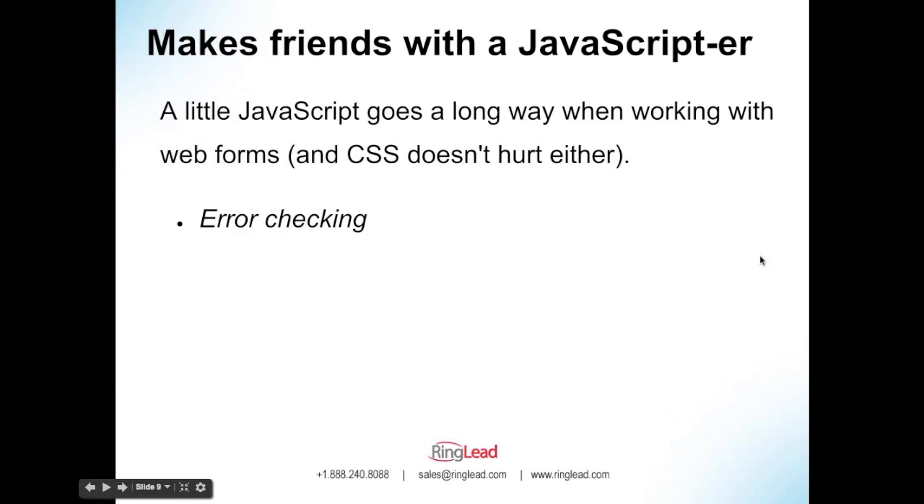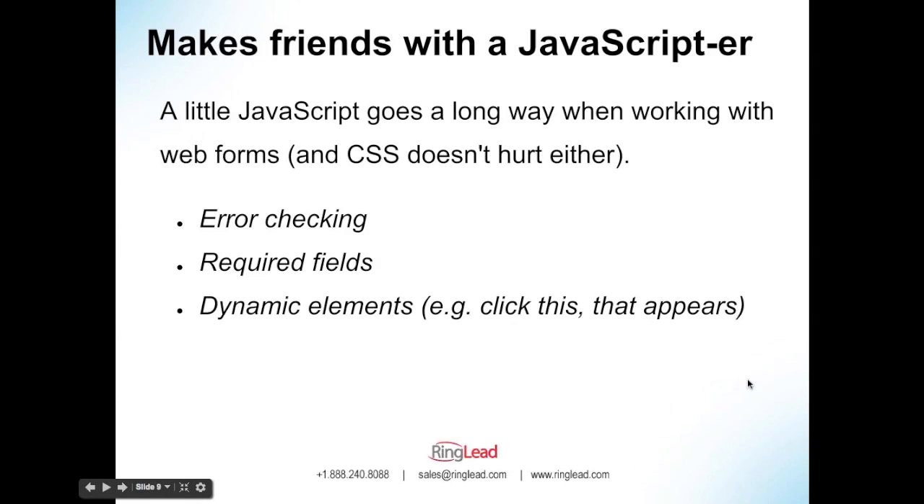So you make friends with this person because they're going to be able to put error checking into your form. Meaning that, okay, you typed a number where we were expecting something else, or you can do a lot more fancy error checking, as well as required fields, right? Which is kind of like basic error checking, which is just, did they put something in there or not? And then dynamic elements, like you click one thing and something else appears, or if you had dependent pick lists, things like that, you can make that work in your web form, but you need a little bit of JavaScript for that.